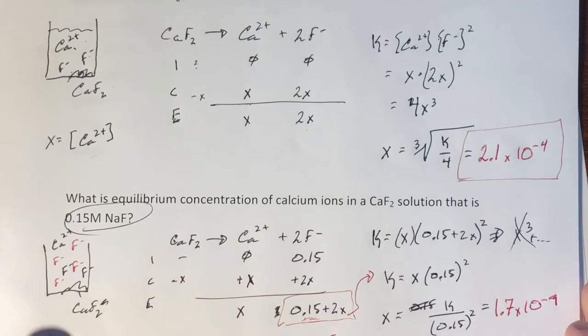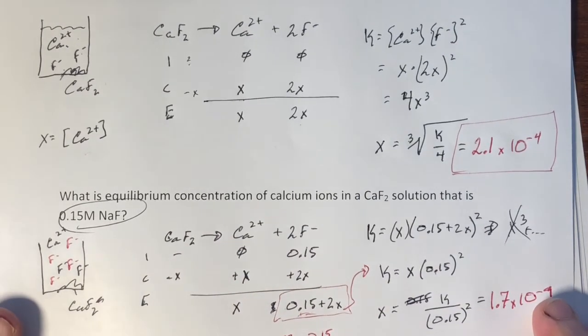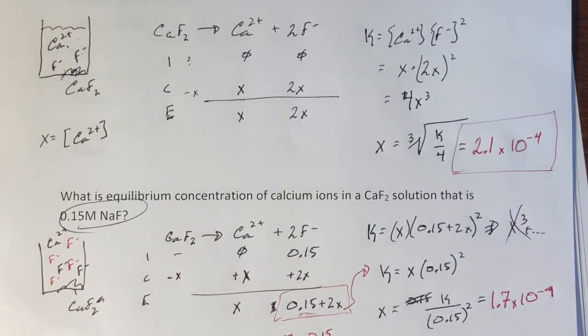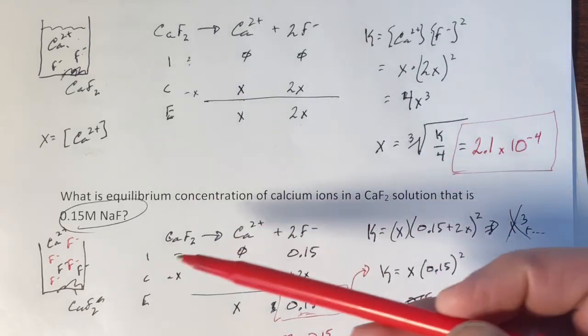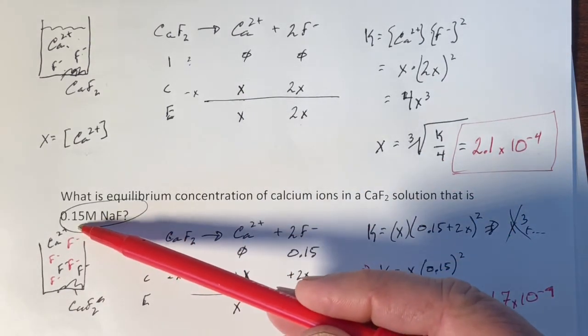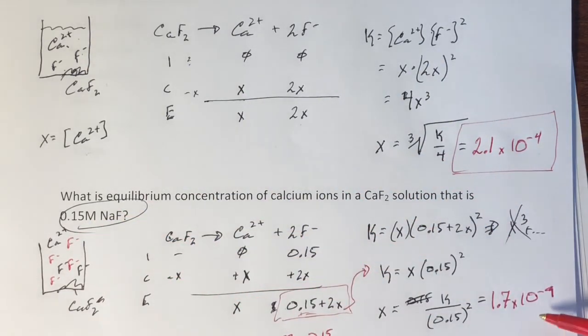All right, so it might not be completely obvious why this is, but notice the magnitude of numbers here. Here my calcium ion concentration was 2 times 10 to the minus 4. When I did that same salt dumped into water that contained fluoride, not very much fluoride, 0.15 molar, now the calcium ion concentration can only get to 1.7 times 10 to the minus 9. So it's changed by 5 orders of magnitude. It's by a factor of 100,000.